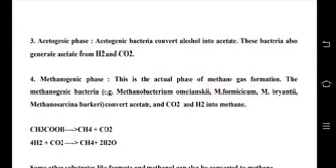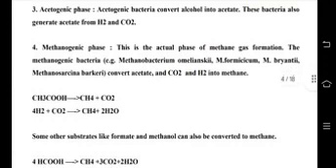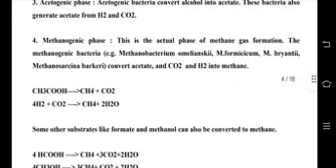The next, fourth phase is the methanogenic phase. The first phase is the hydrolytic phase, next the acidifying phase, next the acetogenic phase, later the methanogenic phase. This is the actual phase of methane gas formation. The methanogenic phase is the actual phase of methane gas production.